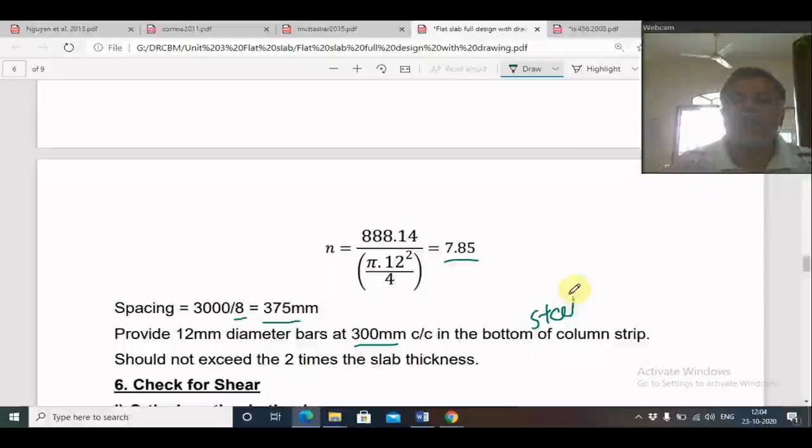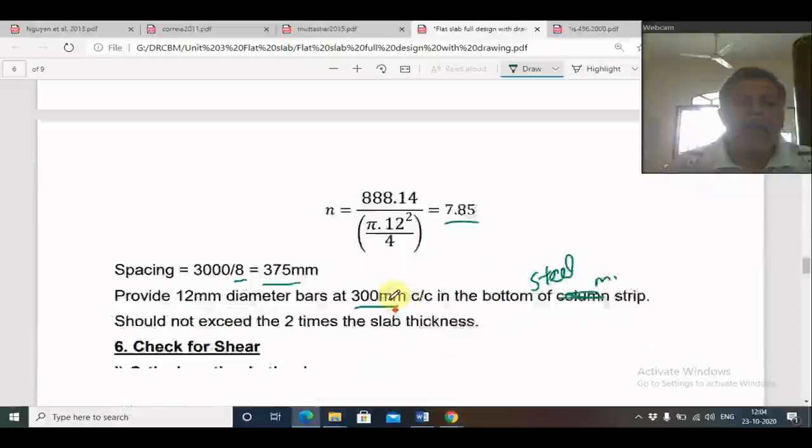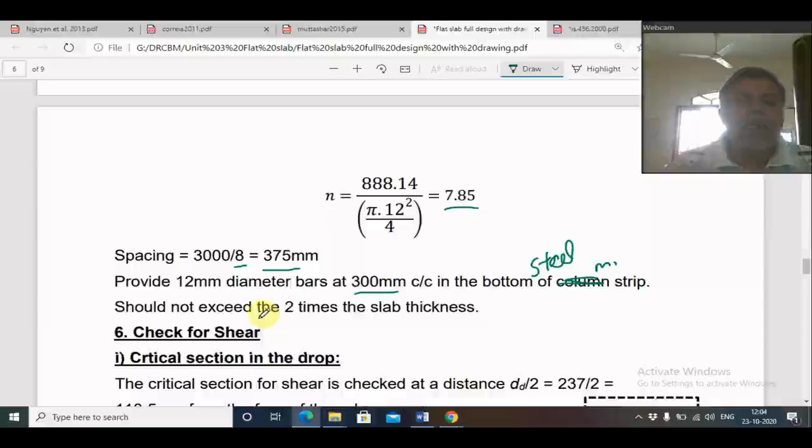As a bottom steel, because we are designing for the middle strip positive value. So we can convert this also into a middle strip. Overall, the maximum spacing should not exceed 2 times the slab thickness as per the code. This value will not exceed 2 times the slab thickness.